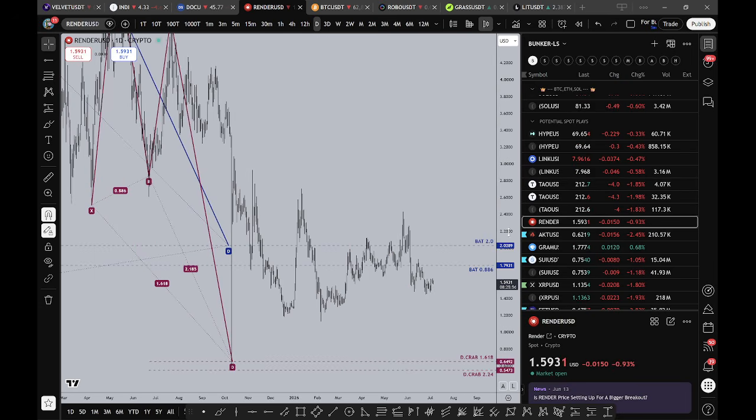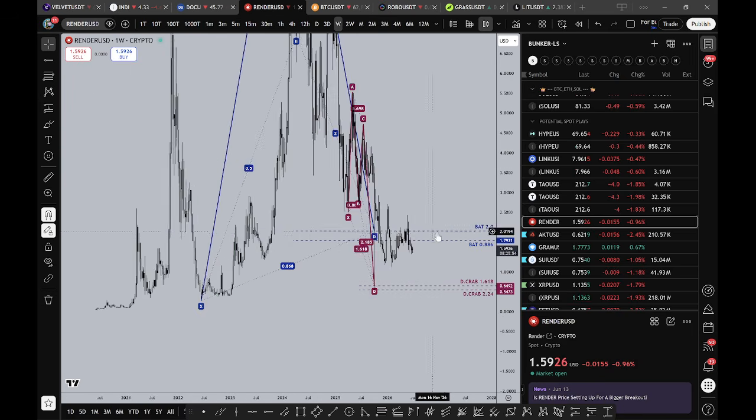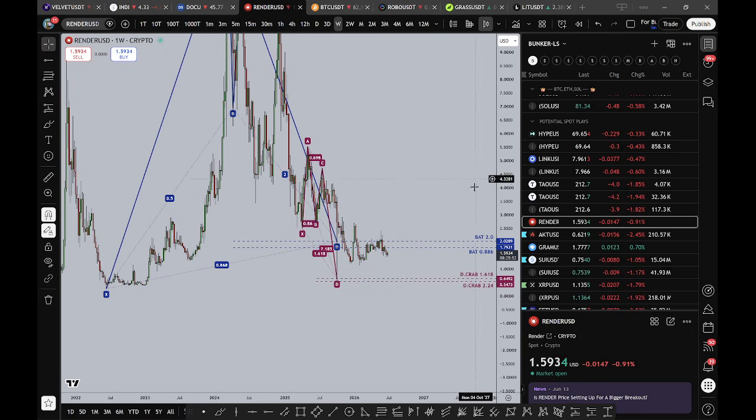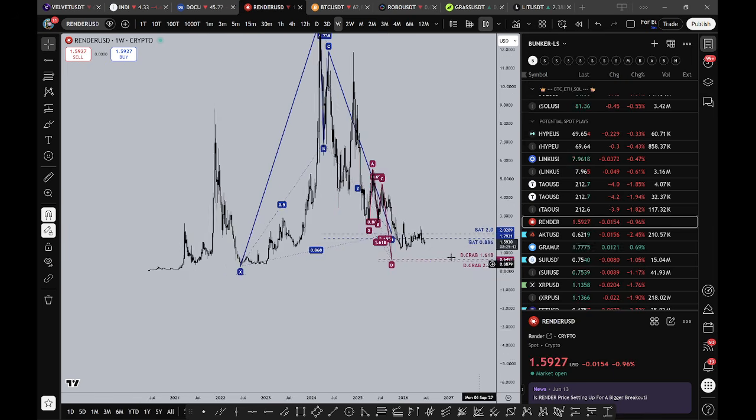Render, I wouldn't do anything with Render right now, but these are coins I'm interested in, right? Obviously, with Render, either you have PRZ1 here or PRZ2 here. As long as you're below PRZ1, I'm not interested, right? I want to see structure above that.